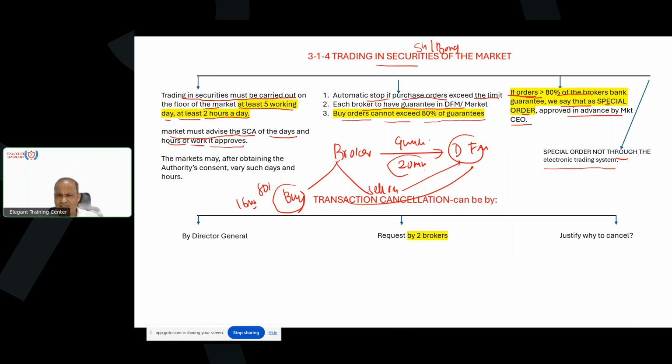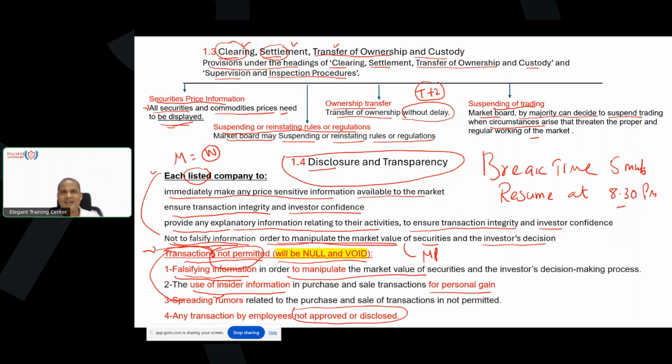Transaction cancellation. What is a transaction? The executed orders are called transactions. Orders are not transactions. Once orders are executed, they become transactions. So transactions can be cancelled. What are the grounds? Transactions can be cancelled by whom? It can be by the Director General. And what are the grounds? Transactions can be cancelled as null and void. These are the grounds. Clear?